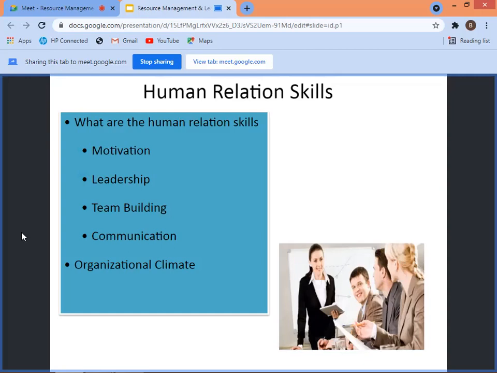Communication: as a leader, as a manager, you must be good in terms of your communication skills. You'll be able to send the message across, communicate effectively and efficiently, and receive communications well. Also, at the same time, you're a good listener, or could be an empathic listener. So organizational climate is important. Make a good climate, a positive climate, a positive culture, especially if you have a multicultural environment in your organization. You need to have all those.